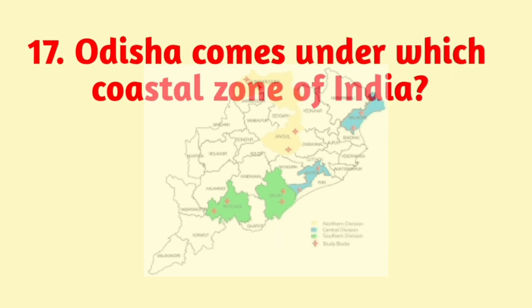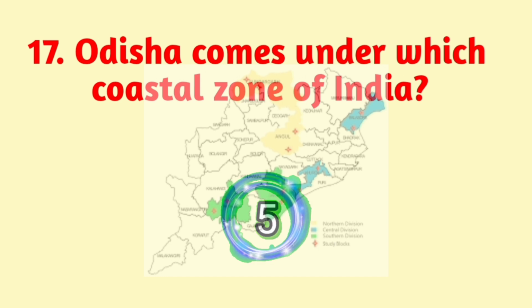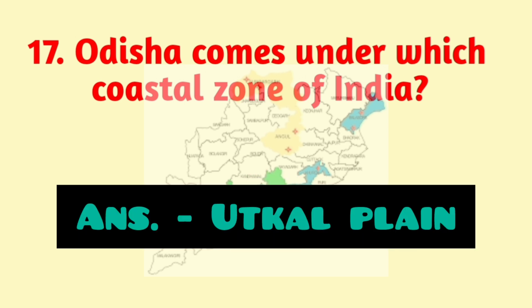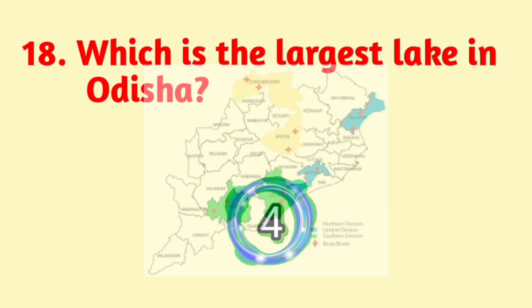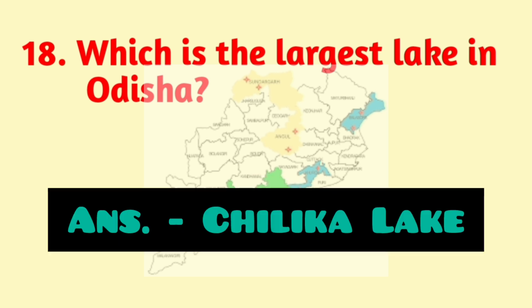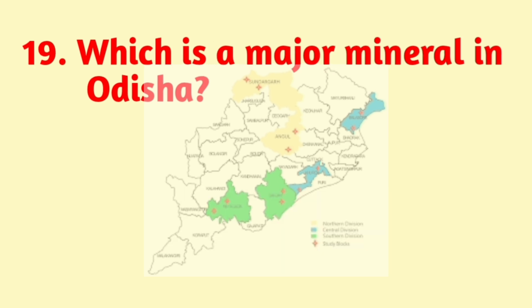Question number 17. Odisha comes under which coastal zone of India? The answer is Utkal Plain. Question number 18. Which is the largest lake in Odisha? Answer is Chilika Lake.